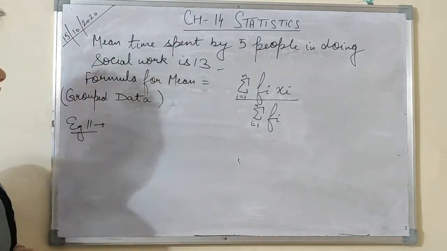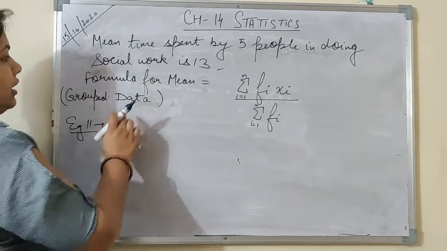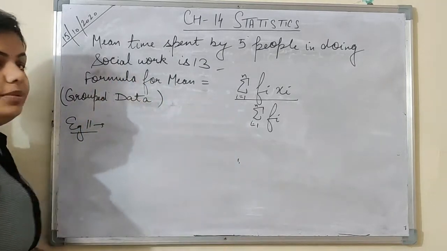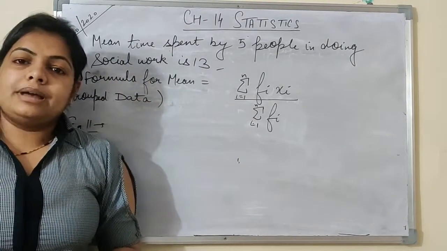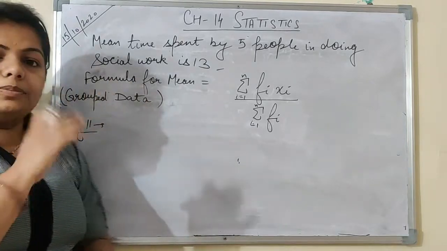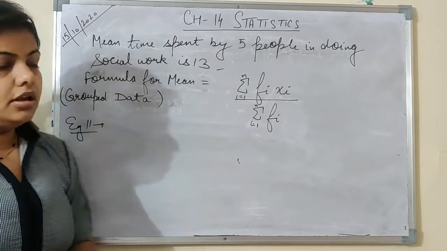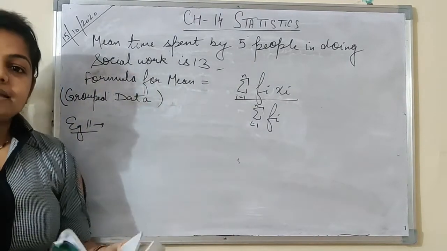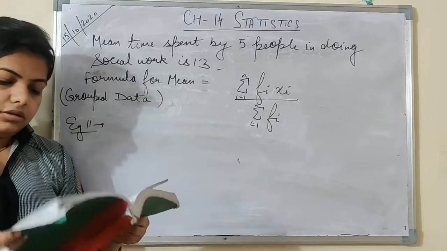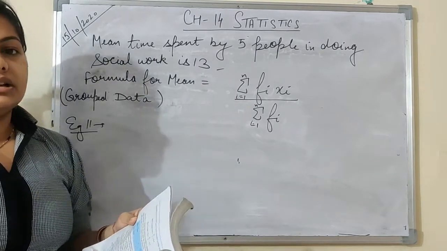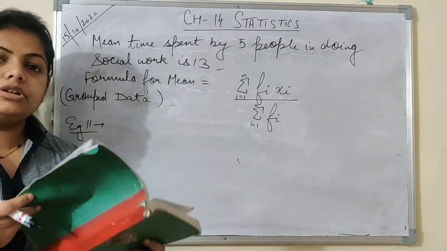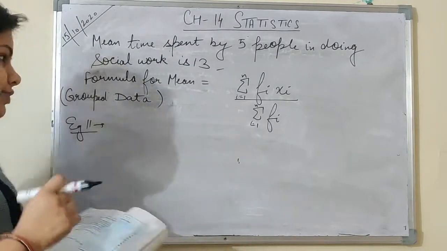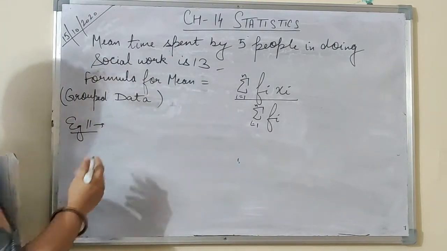Is this clear? So in this example, since I have to tell the formula used for group data, I am doing it by group data, means a group frequency distribution table only. So I am straight away making the group frequency distribution table from example number 2, as we did in our previous lecture also.